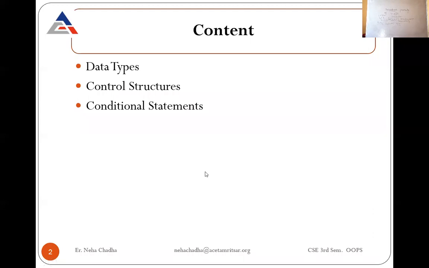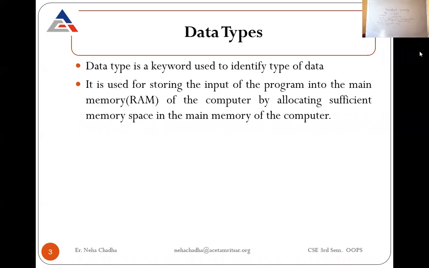Now in the further session, the content that we are going to cover is data types, control structures, and conditional statements. First is data type. A data type is a keyword used to identify the type of the data. It is used for storing the input of the program into the main memory of the computer by allocating sufficient memory space in the main memory. That means if I am going to give any value, I need some variable which has some type, and for that particular type, some memory space has been reserved.